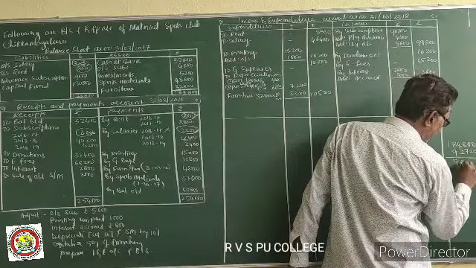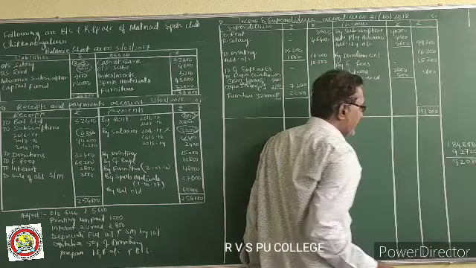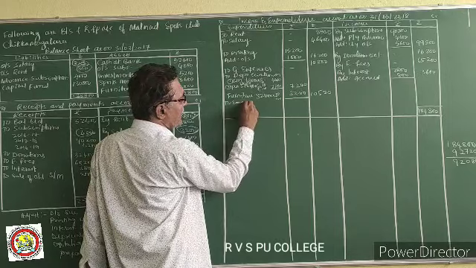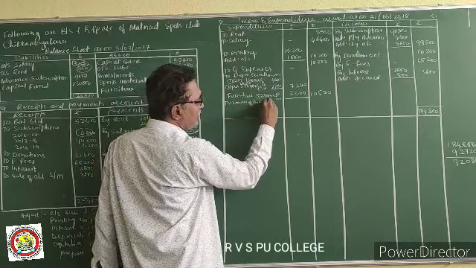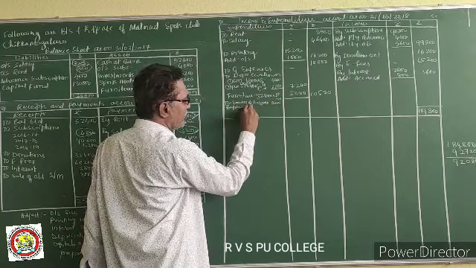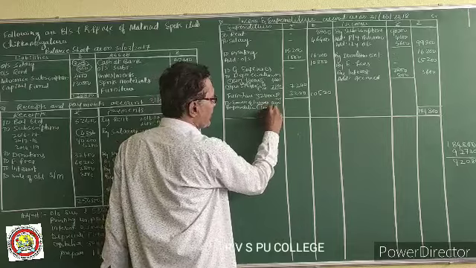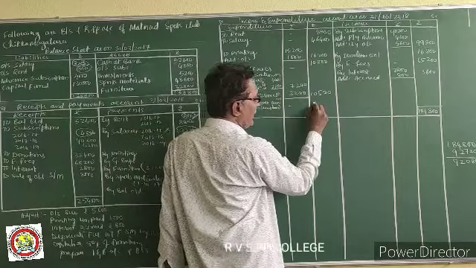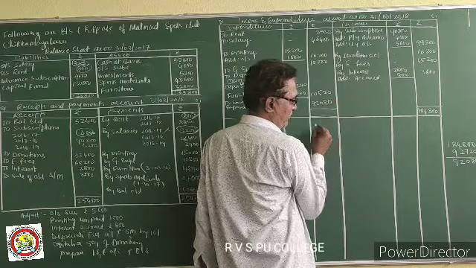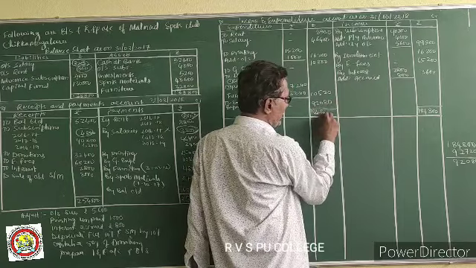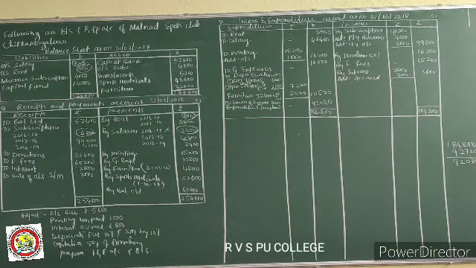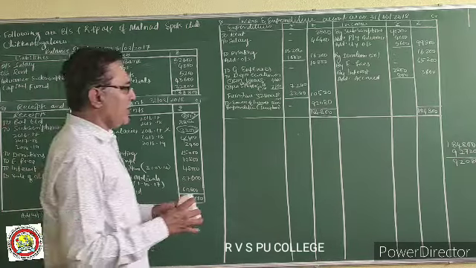So 92,080. This is the excess of income over expenditure, that is surplus. So 92,080. Totally 1,84,800. 1,84,800. So now balance sheet.